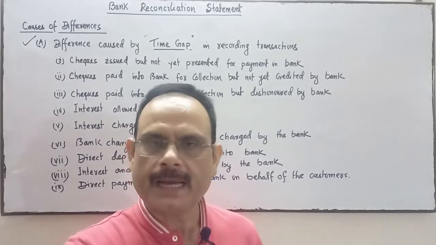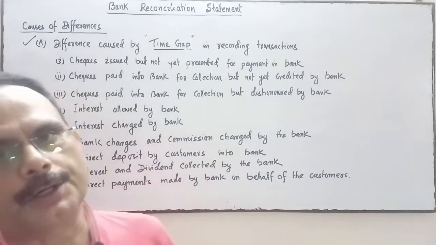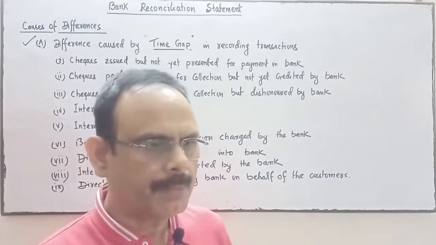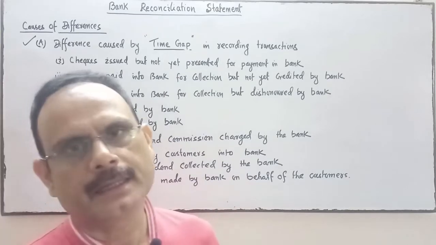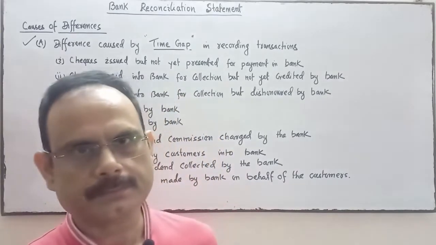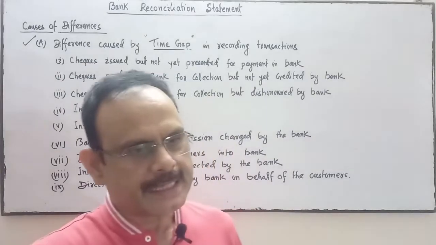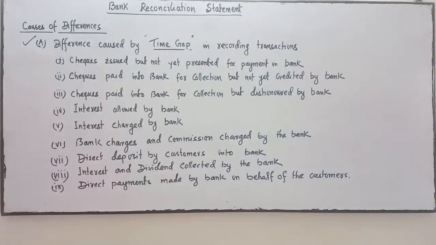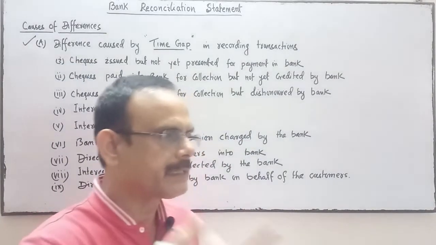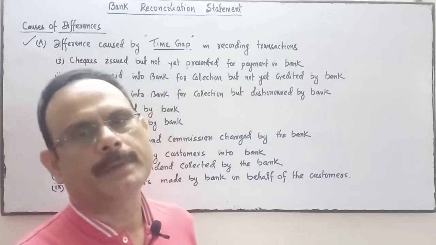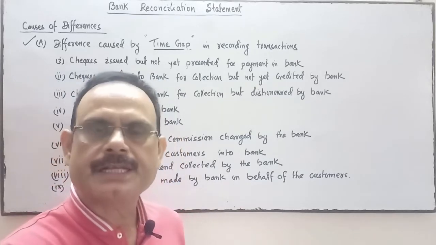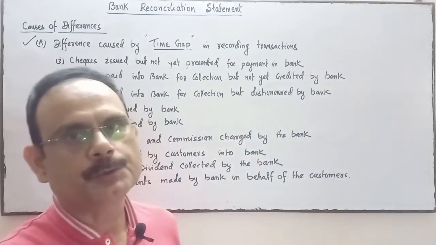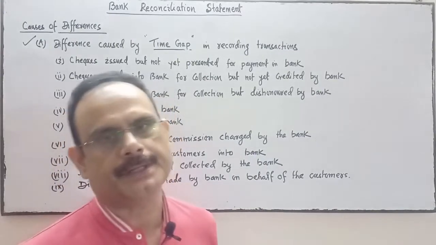So the cash book balance is reduced but the passbook balance is not reduced. Next, maybe the check is deposited into the bank, but that check is not collected by the bank and not credited by the bank. Maybe the check is deposited but dishonored by the bank. When the check is deposited, the bank balance as per passbook has increased. But when it is dishonored by the bank, the passbook balance is not increased. That may be the reason for the difference.